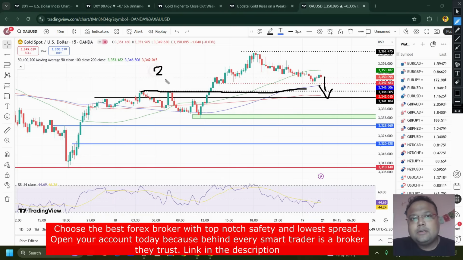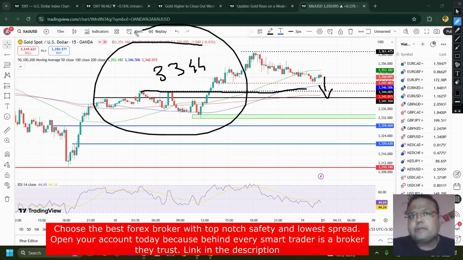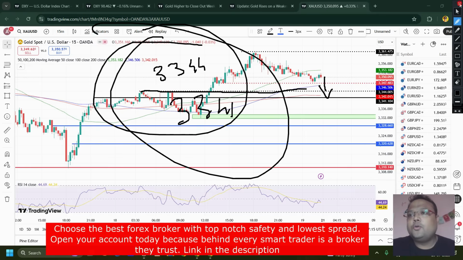Okay, what is this level? 3344. 3344 is the first level on the chart of gold where we can look for a buy position. If we see the market is going down with small candles, it means low volume downside. This is the immediate level where you can look for at least 40 to 50 pips initially. Then we also have another support around 3341. So you can say 3341-3344 is a range for gold right now.